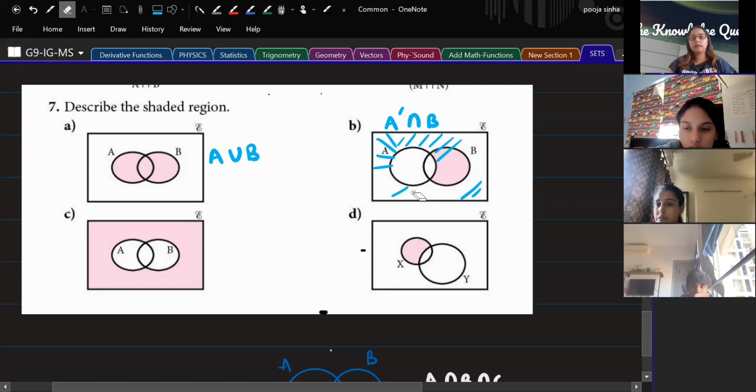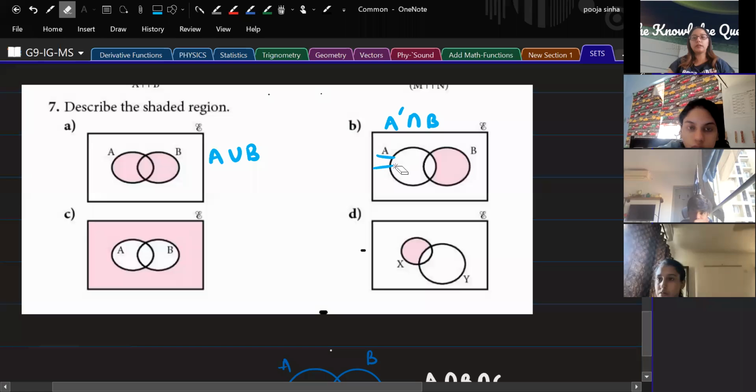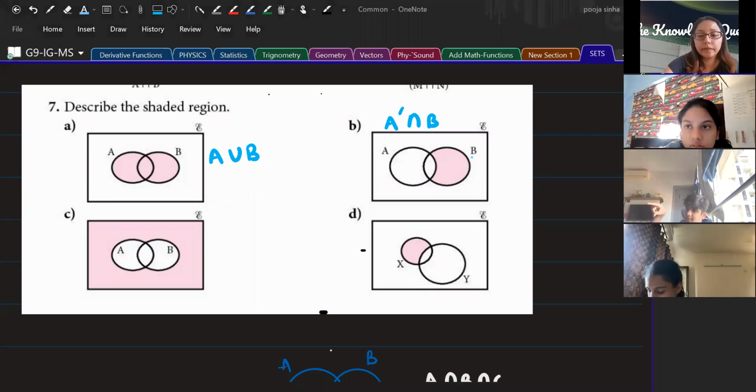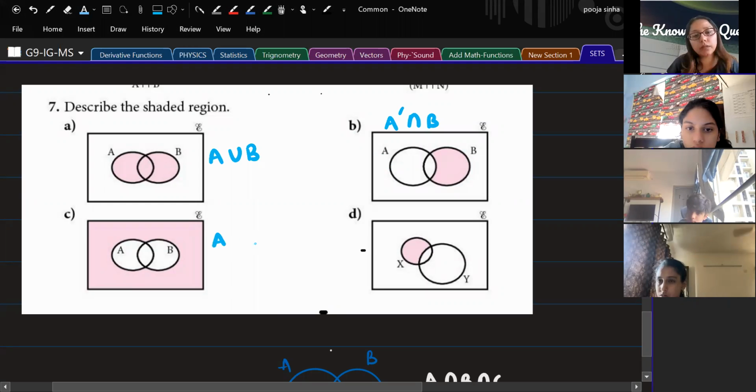Next, Shamik. A union B in brackets and then complement. A union B whole complement. Brackets, complement. Right. Very good. Kyra.